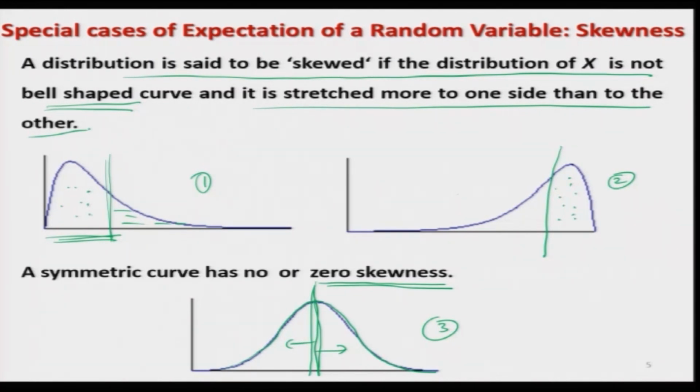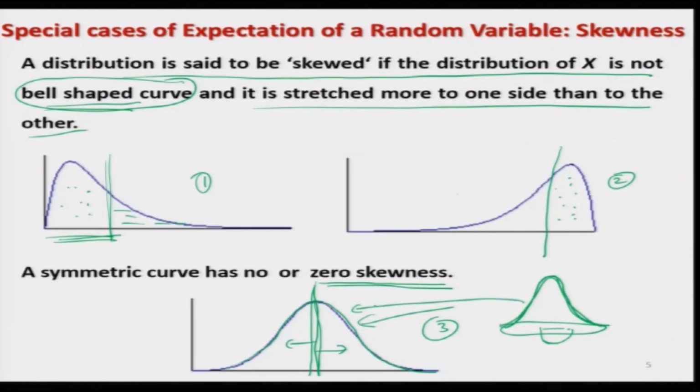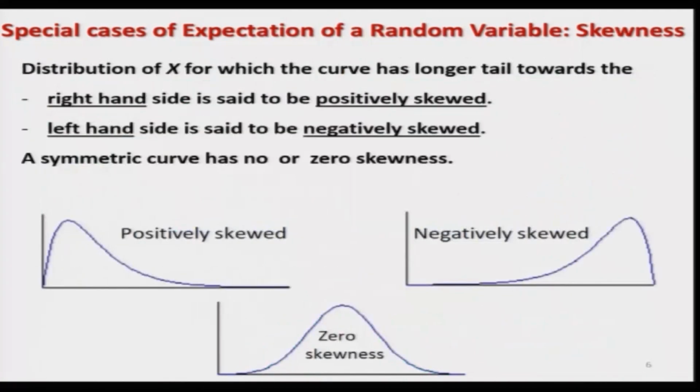What is here a bell shaped curve? You can see here in this case symmetric, that is the figure number 3. Do you remember how the bell looks like? The bell looks like this one, right. So, this structure of the bell, this is resembling with this curve, and we say that if we try to dissect the bell from the middle, this will be a symmetric structure on both the sides, right.